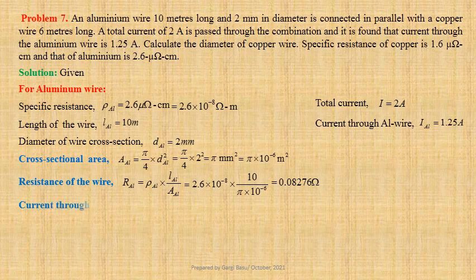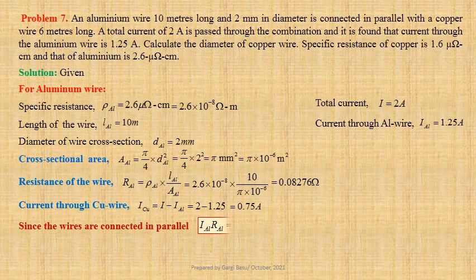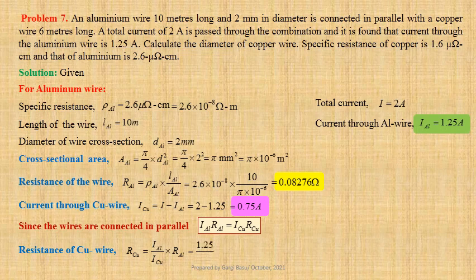Therefore, the current flowing through the copper wire I copper equals I minus IAL. Using values we get 2 minus 1.25, that is equal to 0.75 ampere. Since the wires are connected in parallel, IAL into RAL equals I copper into R copper. Therefore, the resistance of the copper wire R copper equals IAL by I copper into RAL. Using values we get 1.25 by 0.75 into 0.08276. That gives us 0.1379 ohm.